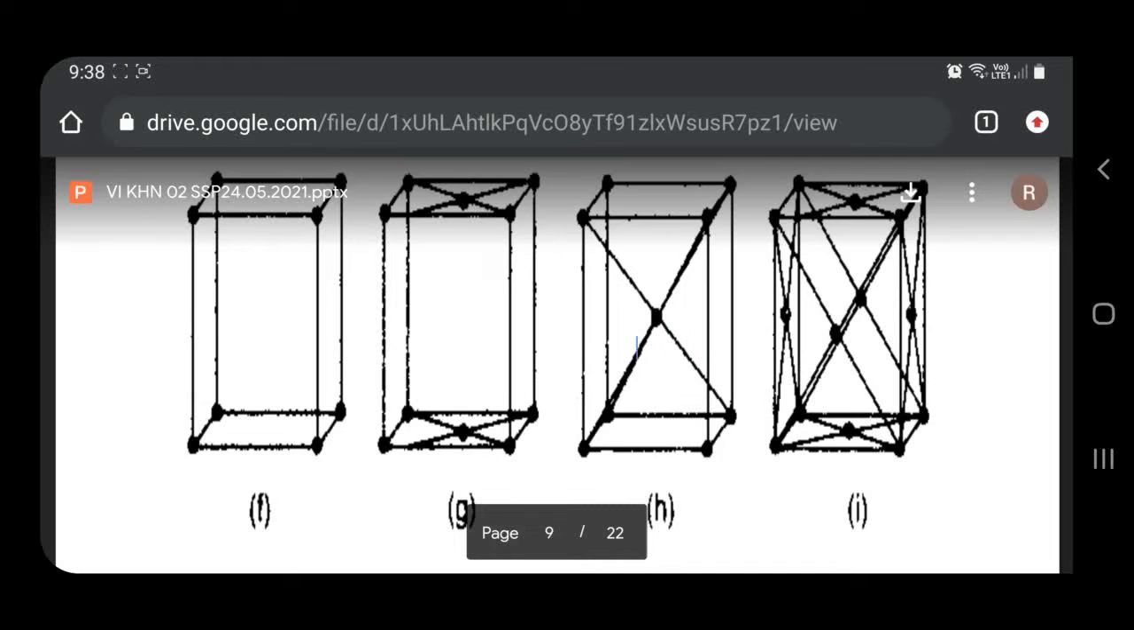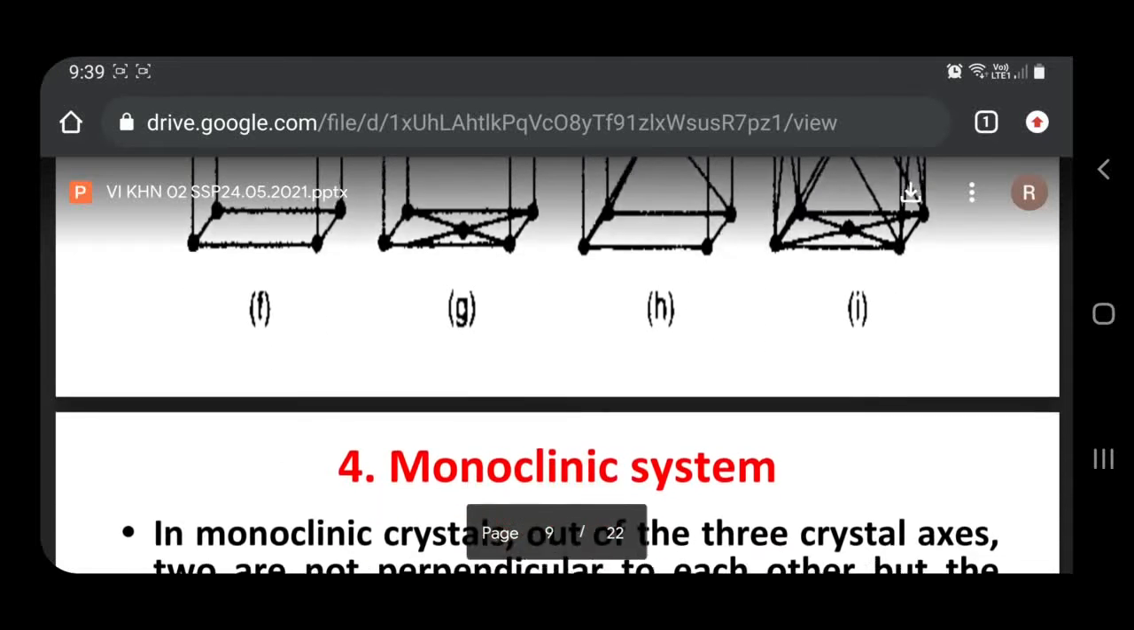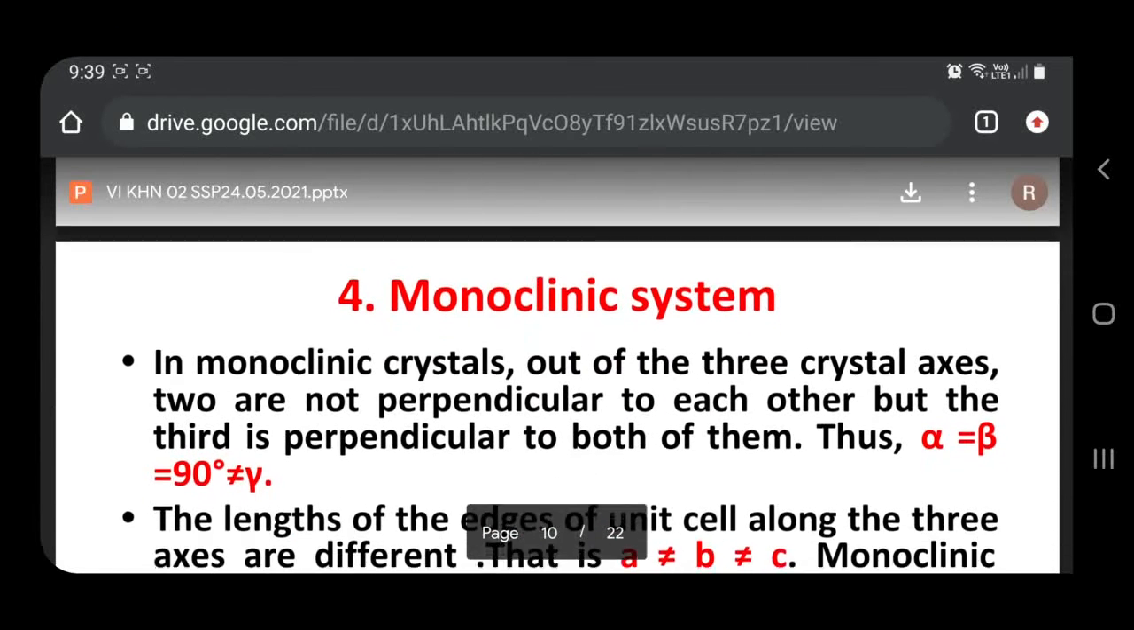And here it is body centered. Along with 8 corner lattice points, you have the presence of one lattice point at the center of the body. And it is face centered, 6 faces. At the center of each of the 6 faces you have the presence of a lattice point along with 8 corner lattice points. This is orthorhombic, which has 4 Bravais lattices.